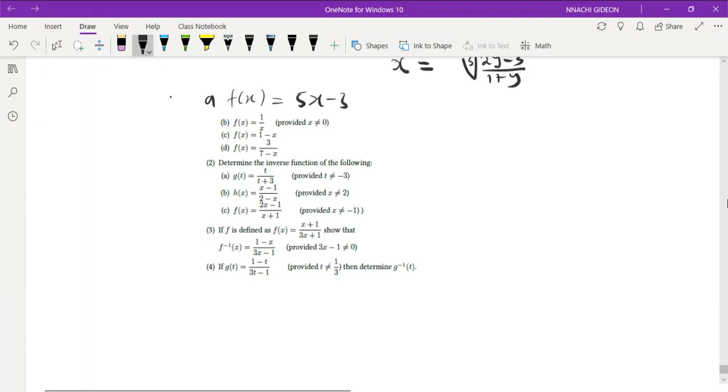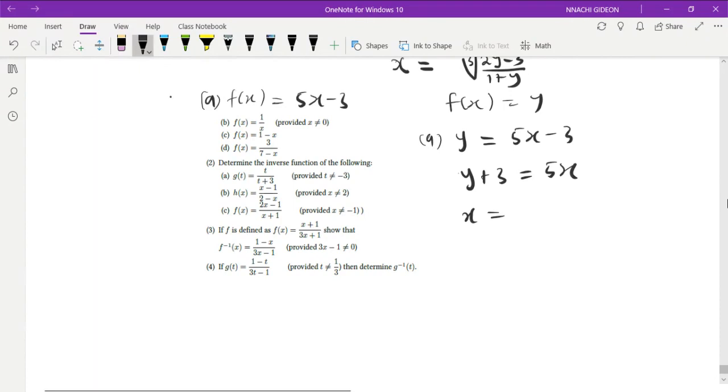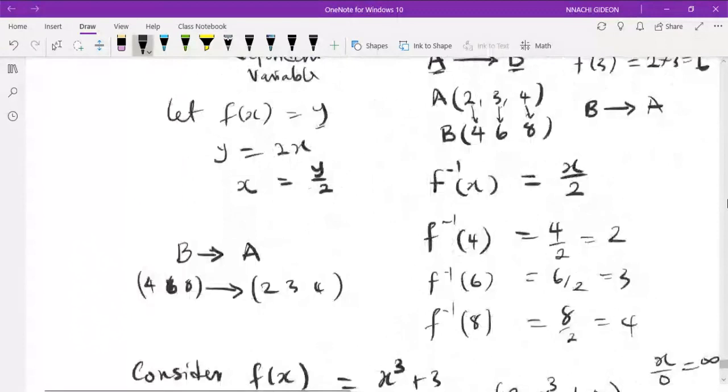All right, so to quickly run, always let f of x be equal to y. That one is settled. So for A, we have y equal to 5x minus 3. So that means y plus 3 equal to 5x. So it means x equal to (y plus 3) over 5. So this illustrates an example of what we gave here.